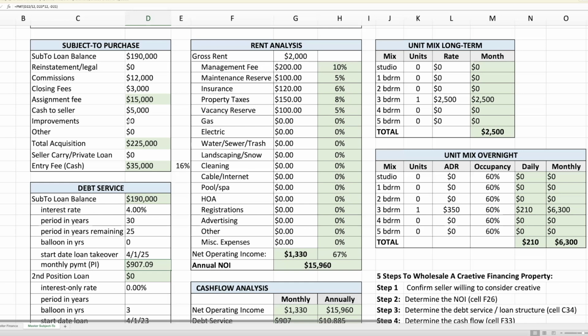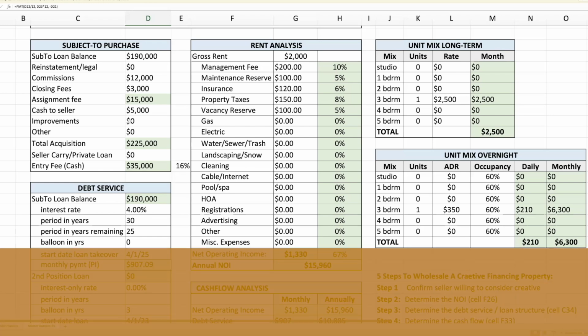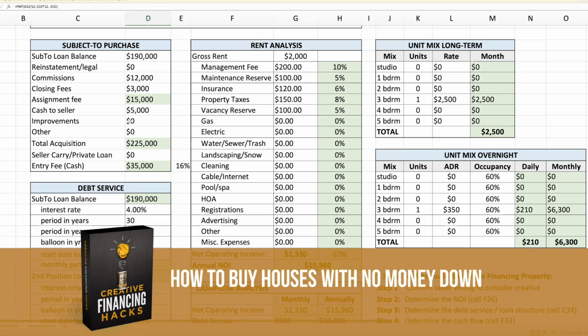And don't ever say subject to. No one knows what that means. Just say take over the payments. And don't ever say assume the loan. We're not assuming the loan. Assume the loan means you move it out of his name and put it in your name. We're actually leaving the loan in his name and we're just taking it over. With subject to, big difference.